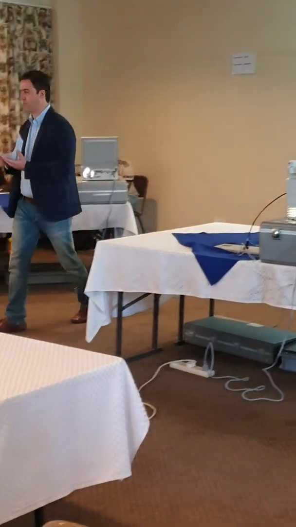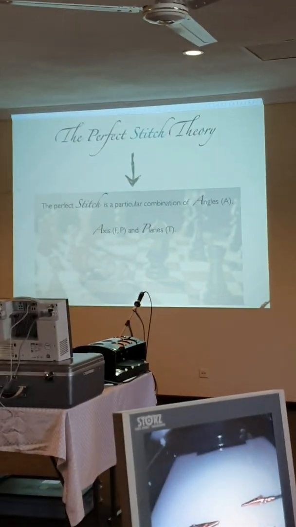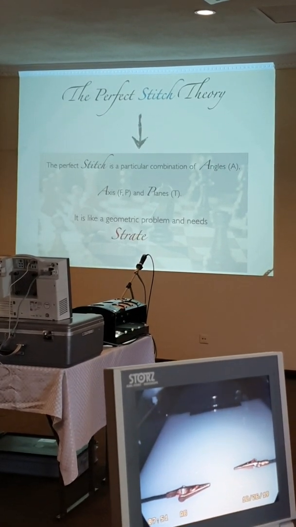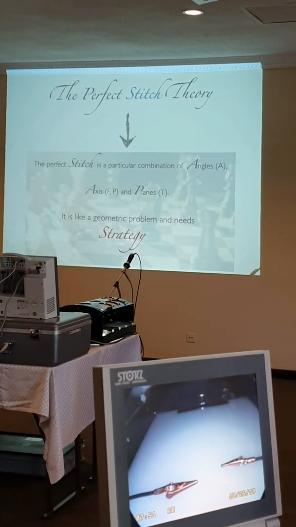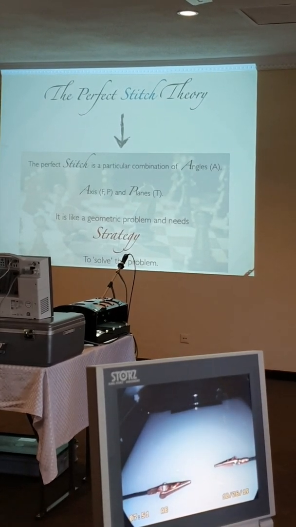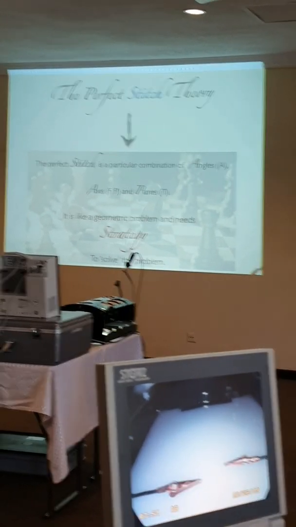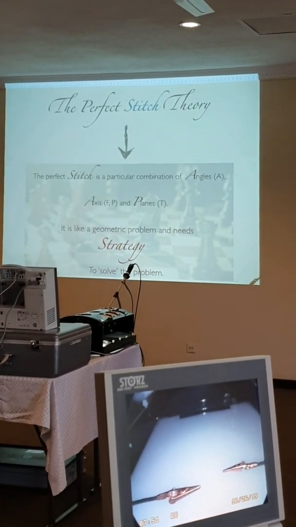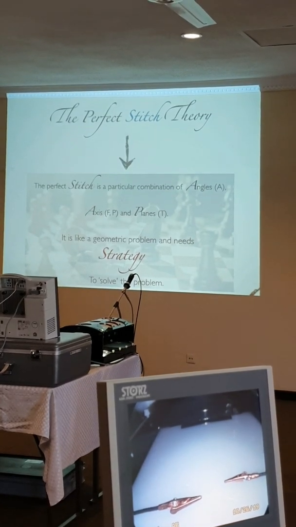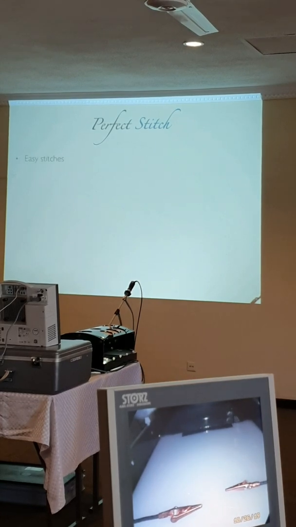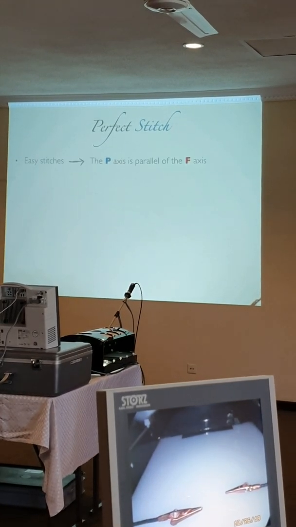Just to clarify a little bit. The perfect stitch is a particular combination of angles, axes, and plane, but it's like a geometric problem and needs this strategy that Professor Luis said to you now. Why this strategy? Because you need to solve the problem. What is your problem? The wound. Yes, you need to suture the wound. So the perfect stitch is the easy stitch.